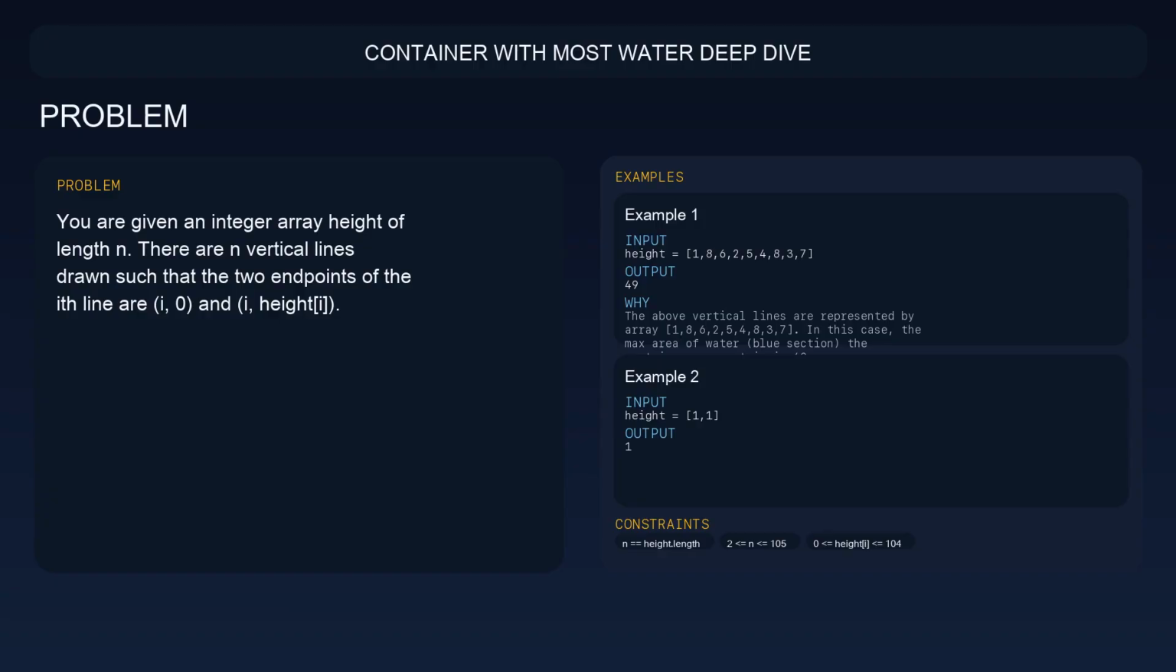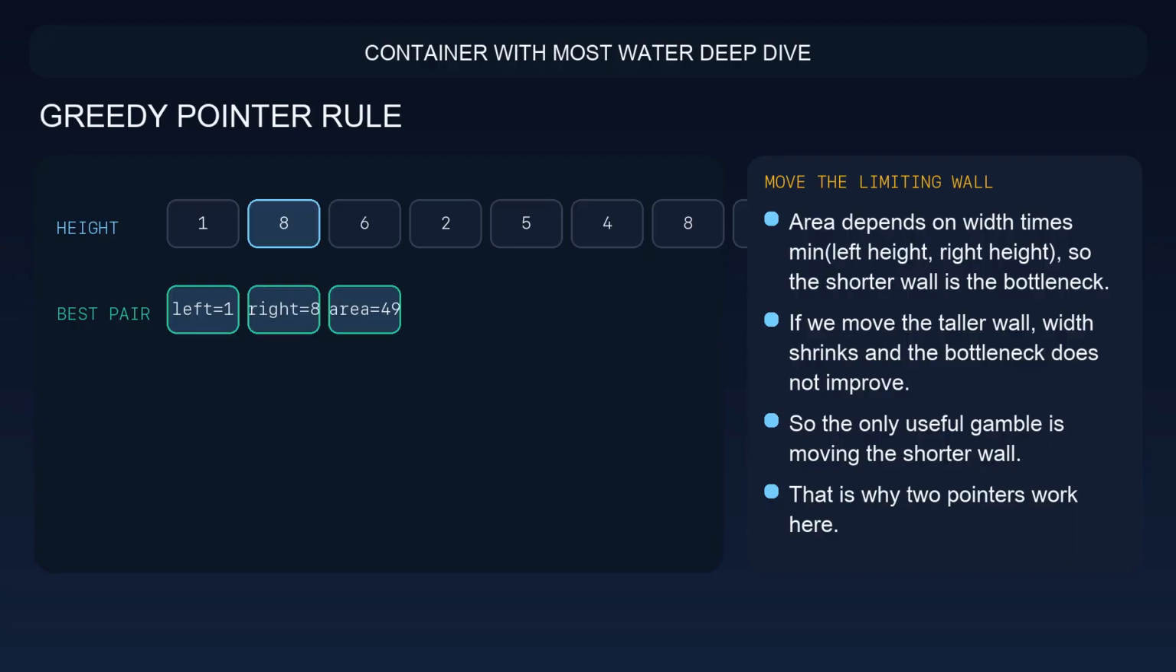The important sizing limits are n equals height.length, 2 ≤ n ≤ 10^5, and 0 ≤ height[i] ≤ 10^4.